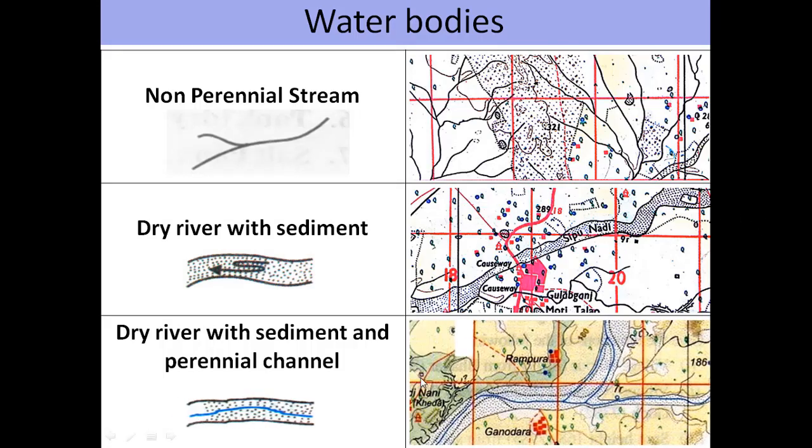Dry river with sediment and perennial channel. All the rivers on the topographical maps 45 D7 and D10 are dry. But there are certain rivers that have small channels passing through the center. As you can see, there's a thin blue line passing through the Banas river. This represents a perennial channel. No, this is not a stream, this is a channel.